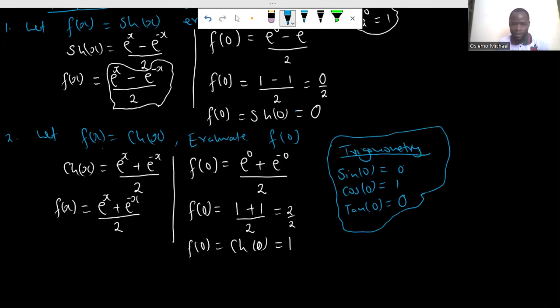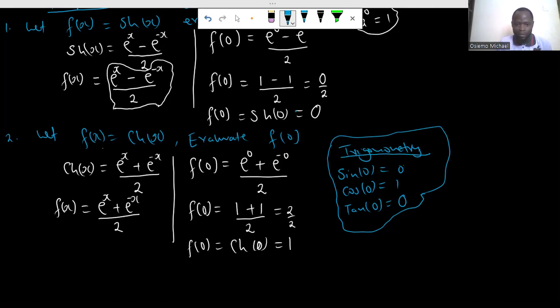Now, let us look at the other property. We have just seen in this property that the sine of 0 and the cos of 0 still correspond with what we obtain in trigonometry. The sine of 0 is equal to 0, and you can see that the sine hyperbolic of 0 is also equal to 0. The cos of 0 is equal to 1, and the cos hyperbolic of 0 is also equal to 1.